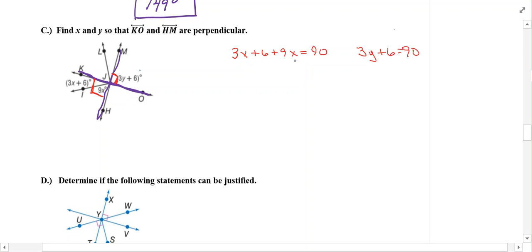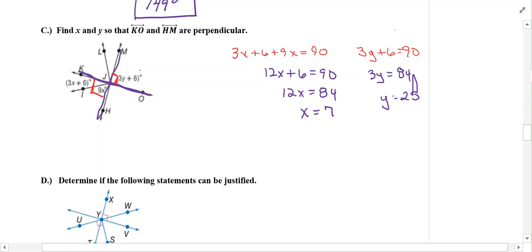Solving the first one, combining like terms, I have 12x plus 6 equals 90. So 12x equals 84, so x would be 7. 3y equals 84, and y would be 28.